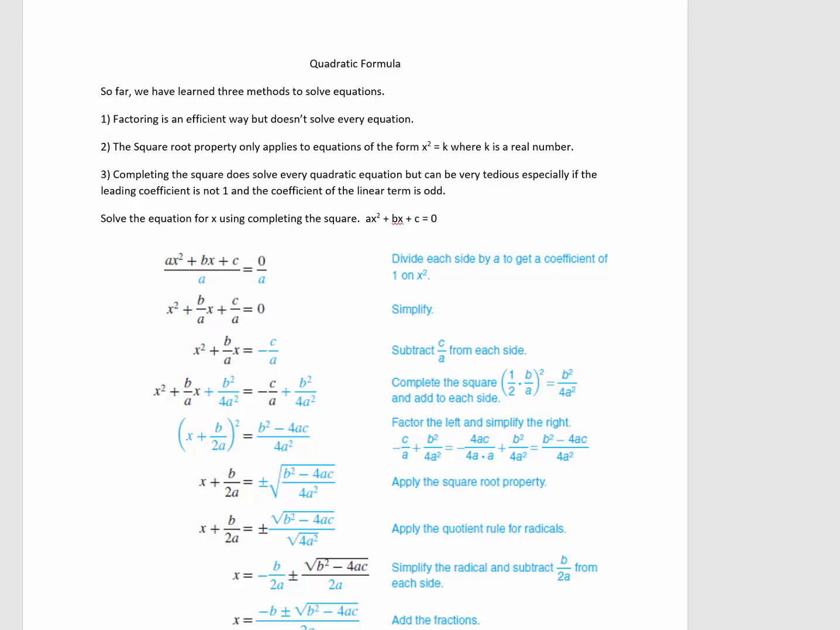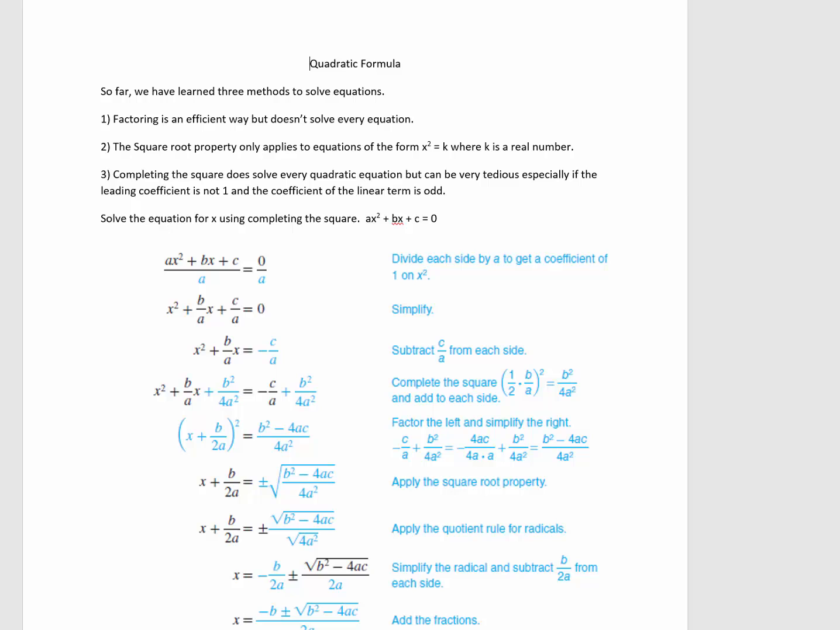In this video, we're going to talk about the quadratic formula. So far, we have learned three methods to solve equations. Factoring is an efficient way, but doesn't solve every equation. The square root property is limited to equations of the form x squared is equal to k, where k is any real number. Completing the square does solve every quadratic equation, but can be very tedious, especially if the leading coefficient is not 1, and the coefficient of the linear term is odd.